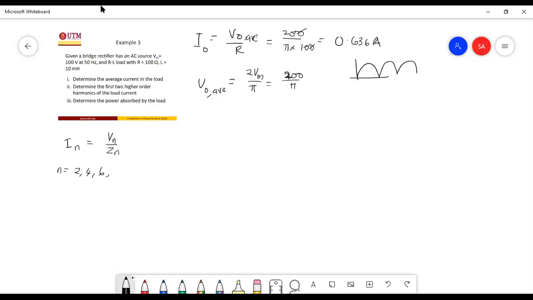2, 4, 6. n is actually an even number. So for the question, determine the first two higher order harmonics, meaning that you need to have n equal to 2 and also n equal to 4. So you need to find I2 and the harmonic current I4.